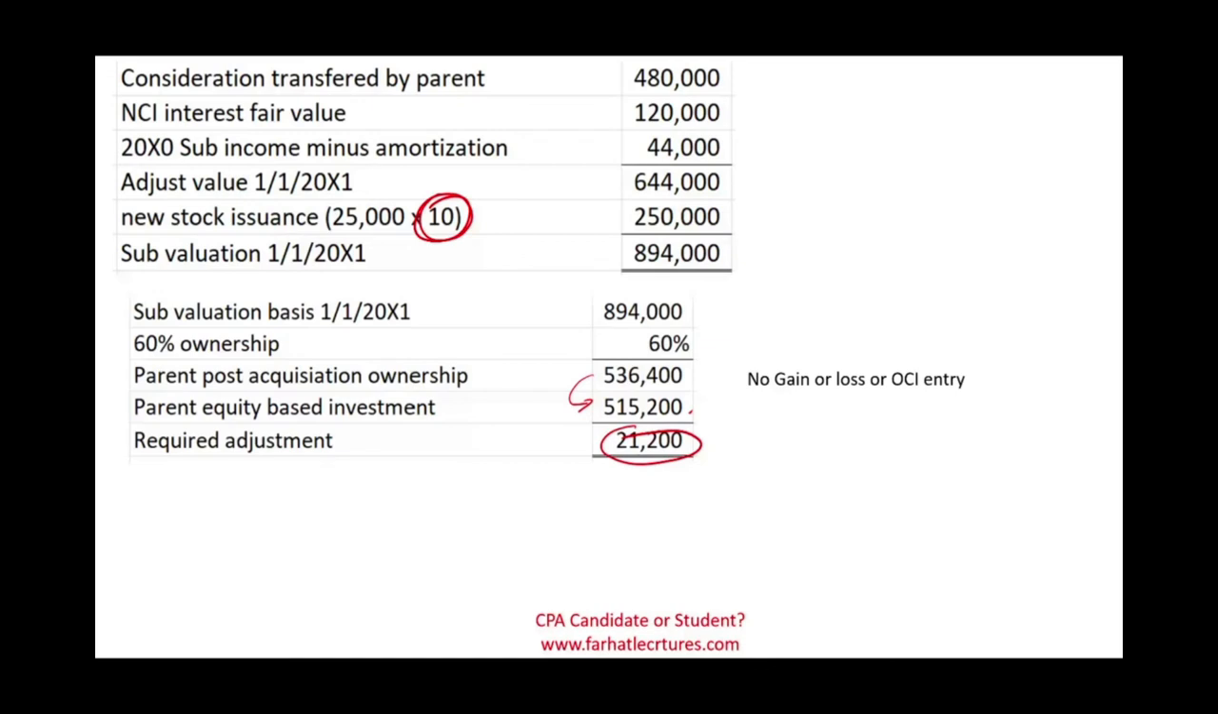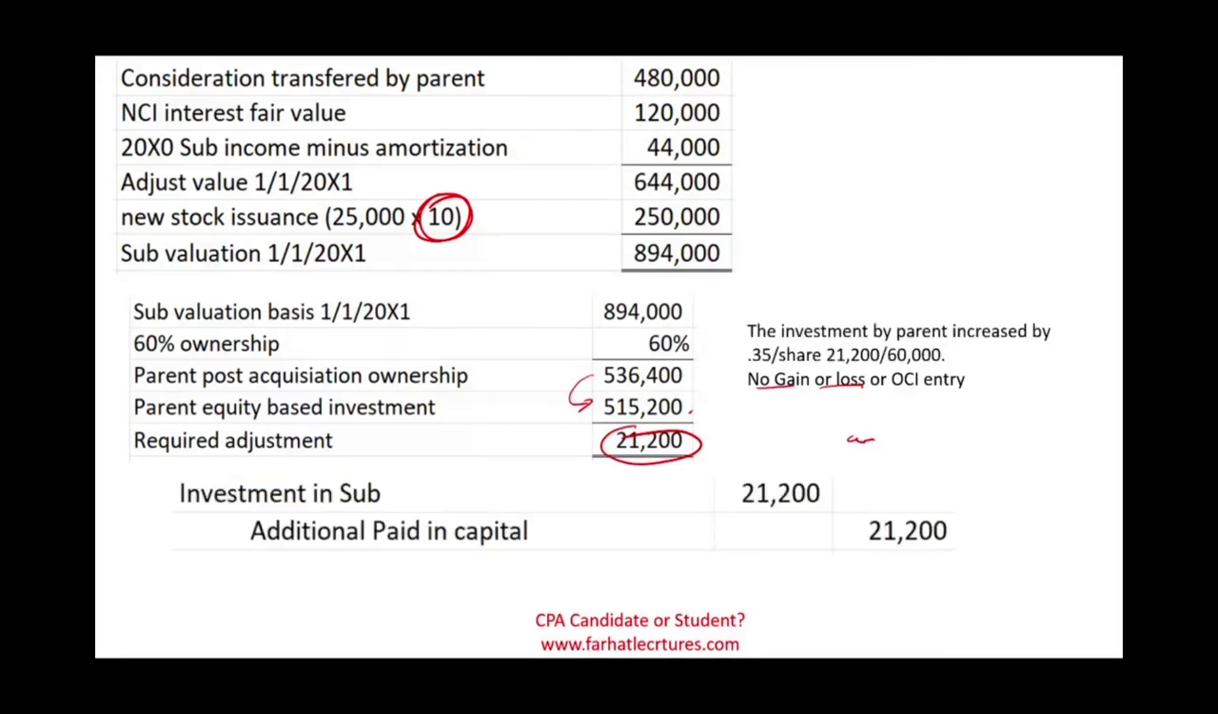Now you're saying, okay, how do we enjoy this increase in value? We don't book a gain, we don't book a loss. So we don't say we're going to debit investment and credit gain for this much or credit any sort of OCI. What's going to happen? We're going to consider this as additional capital.